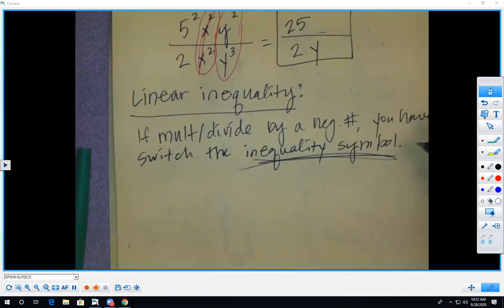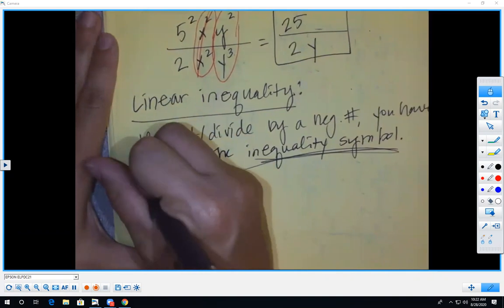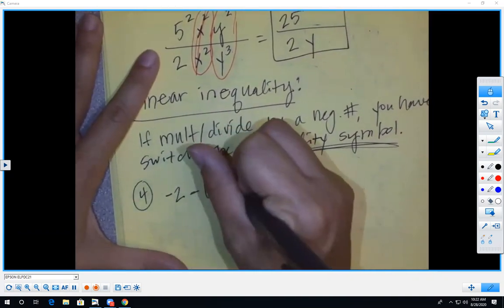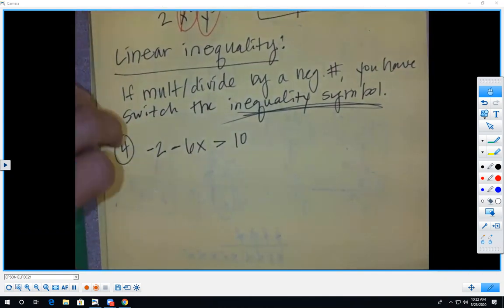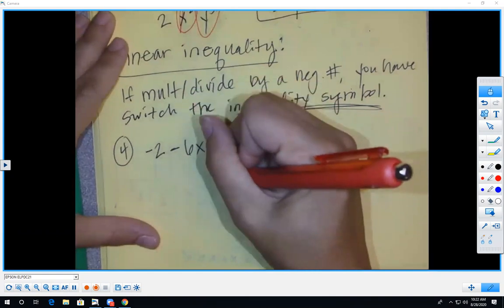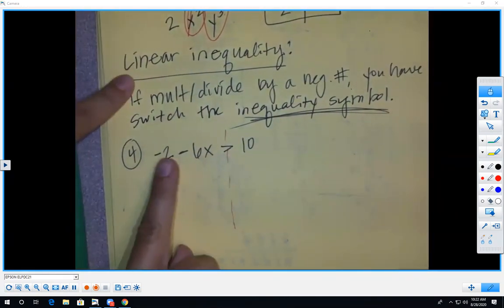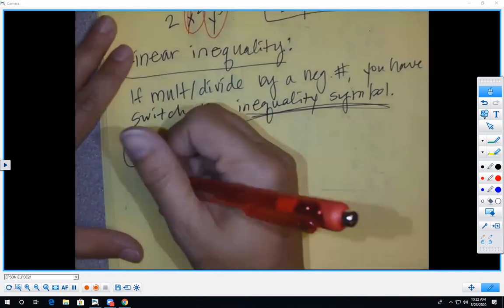Okay. So if I had a problem, this would be number 4, -2 minus 6x is greater than 10. Okay, so I have two sides of this inequality. It's kind of like I have a line down this greater than sign right there. I need to move the -2 and the -6. The first thing you're going to do is move -2. How do I move -2? Add 2 to both sides.